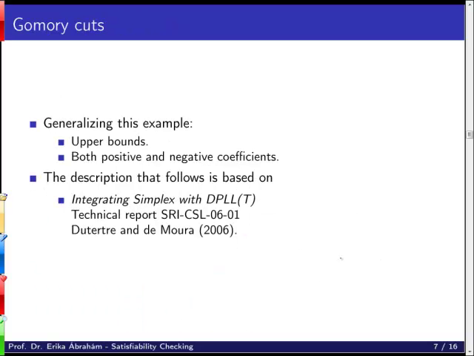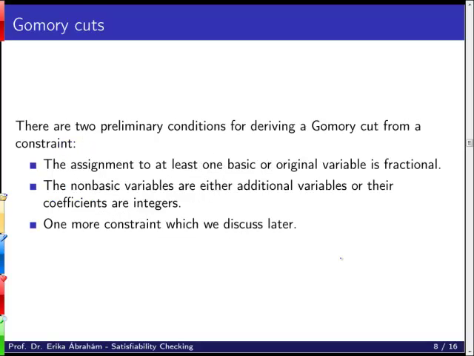So first we observe that in the example we had only lower bounds. We should of course also consider upper bounds, and also the coefficients can be negative or positive. So let us look at the general case. We will have an assignment, assume an assignment after solving the simplex such that at least one basic or original variable is fractional, and the non-basic variables.